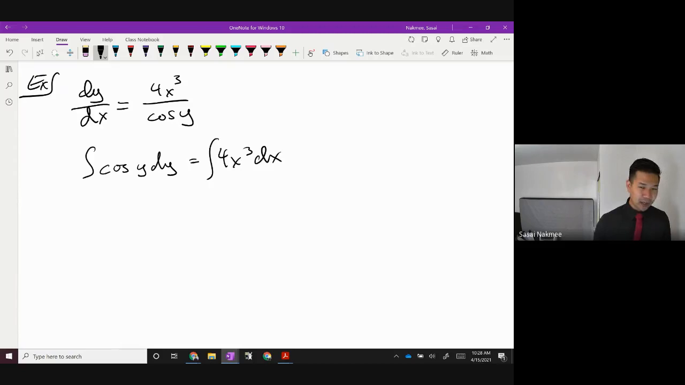If you don't like y, you can think of it as x, right? It's like the cosine of x dx. What is the integral of cosine of x dx? And I'm hoping you guys will see it. It would just be sine of x, right? In this case, it will always be sine of y.